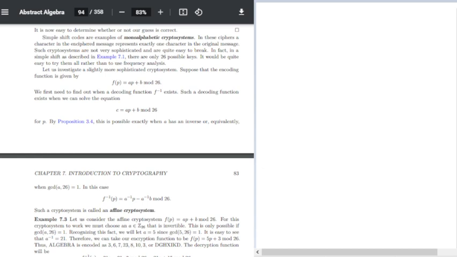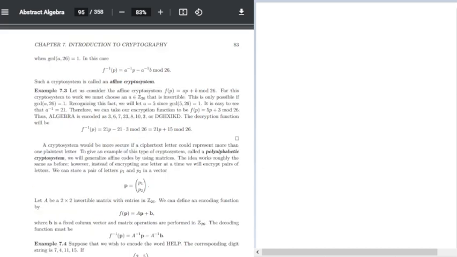Example 7.3. Let us consider the affine cryptosystem f(p) = ap + b mod 26. For this cryptosystem to work, we must choose an a in Z mod 26 that is invertible. This is only possible if the greatest common divisor of a and 26 is equal to 1. Recognizing this fact, we will let a equal 5, since the greatest common divisor of 5 and 26 is equal to 1. It is easy to see that a^-1 equals 21. Therefore, we can take our encryption function to be f(p) = 5p + 3 mod 26.